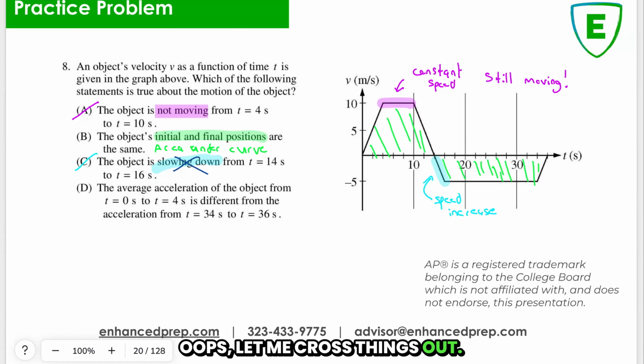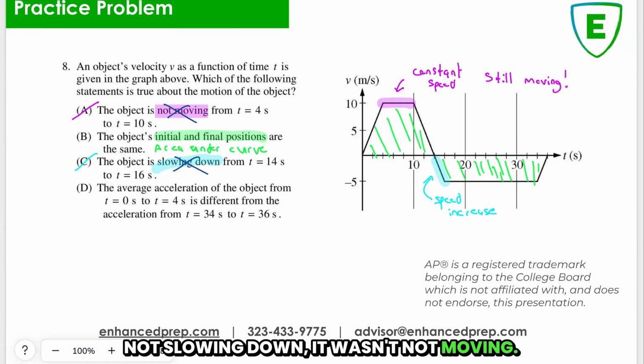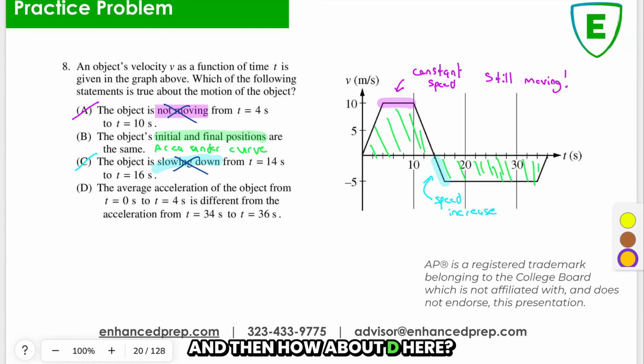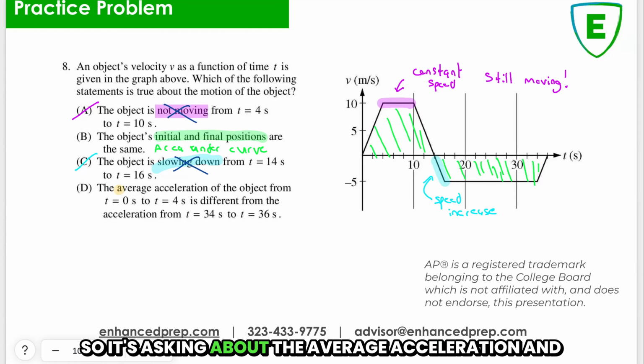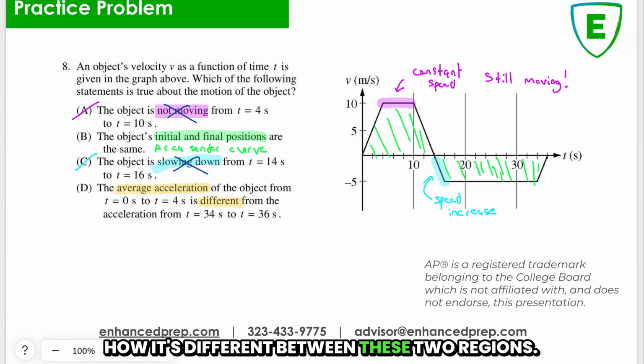Oops, let me cross things out. Not slowing down. It wasn't not moving. And then how about D here. So it's asking about the average acceleration and how it's different between these two regions.